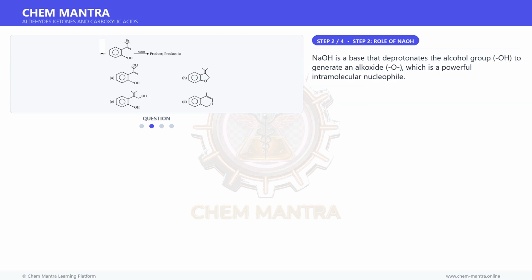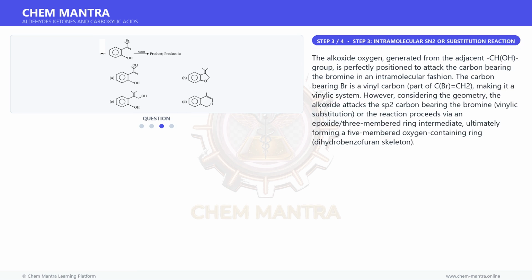Now the base deprotonates the alcohol group, OH, to generate an alkoxide, O-, which is a powerful intramolecular nucleophile. Moving on to the next step. The alkoxide oxygen, generated from the adjacent CH-OH group, is perfectly positioned to attack the carbon bearing the bromine in an intramolecular fashion. The carbon bearing Br is a vinyl carbon, part of C(Br)=CH2, making it a vinylic system.